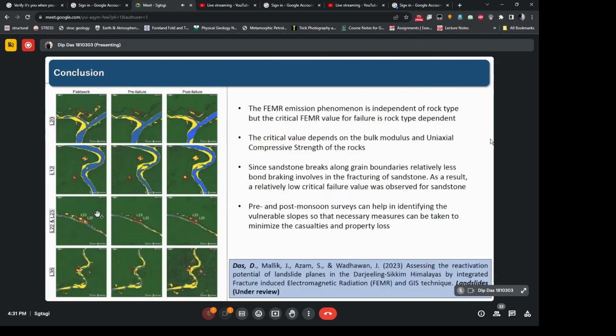Now, here is the verification of the data. This column indicates the scenario during the field work, then the slope recovered, and then again failure is triggered within those slopes. So from this study, what we can conclude is that the FEMR emission phenomenon is independent of rock type, but the critical FEMR value for failure is dependent on the rock type.